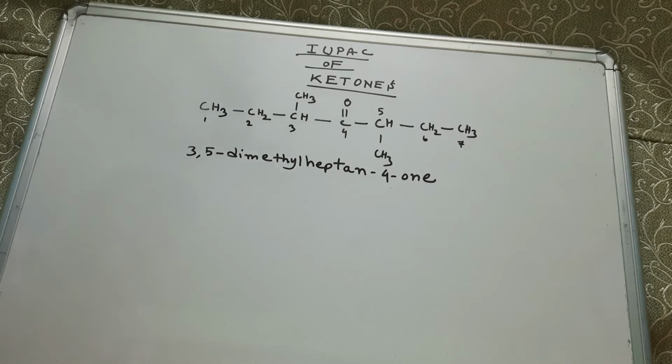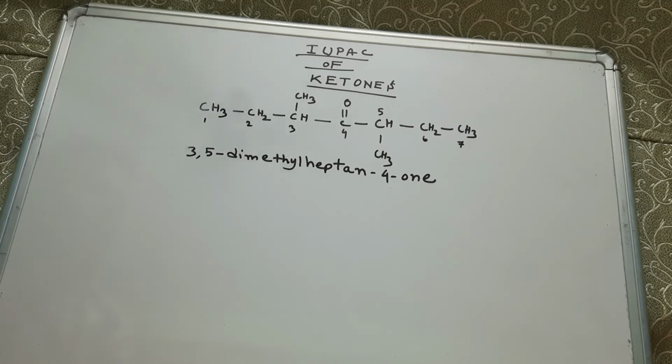So here are some examples of IUPAC nomenclature of ketones. So hope you enjoyed and you learned something. In our next class, we will see the IUPAC nomenclature of carboxylic acid.